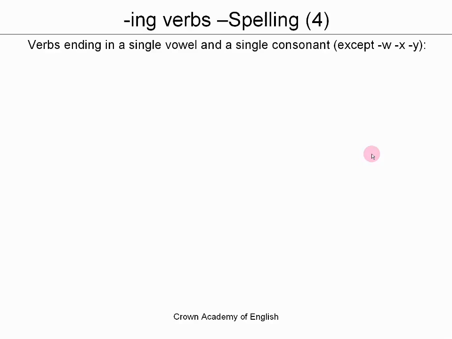Now, a similar rule, again, verbs ending in a single vowel and a single consonant, except W, X and Y. But this time, the verbs we are looking at have two syllables, so they have two parts, two sounds to the verb. So the rules are slightly different here.